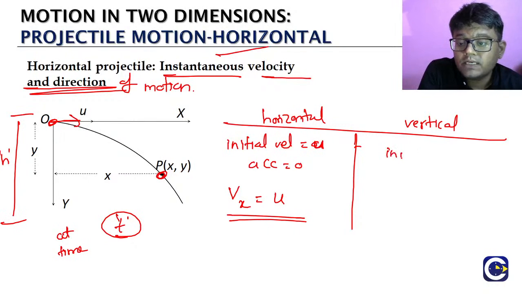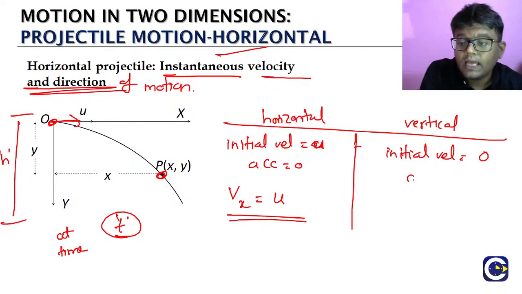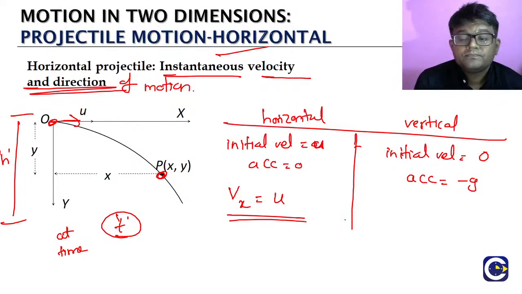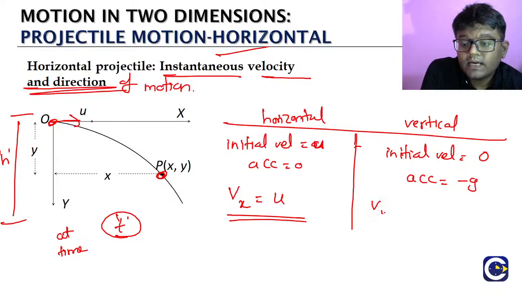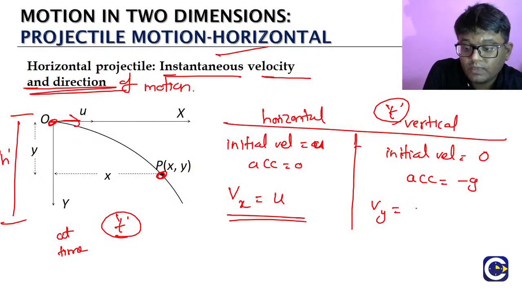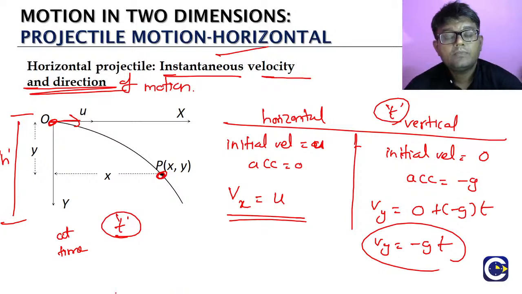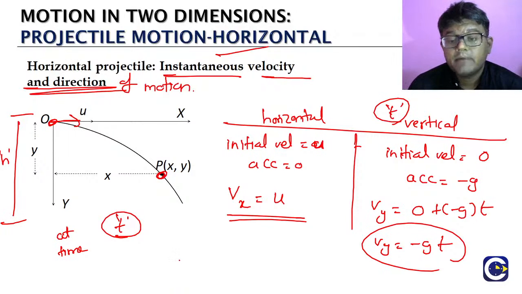But what about the vertical side? Initial velocity is 0 in the vertical direction. Acceleration is minus g. So what is the velocity at time t that we want? What is the formula? V is equal to u plus at. V is equal to u, which is 0, plus a, which is minus g, into t. So what is the vertical component of that velocity at time t? It is minus gt.